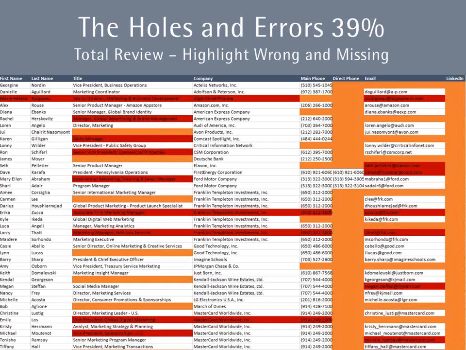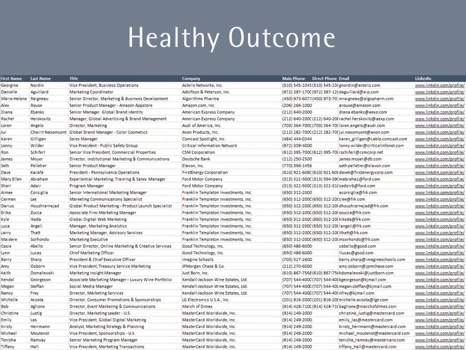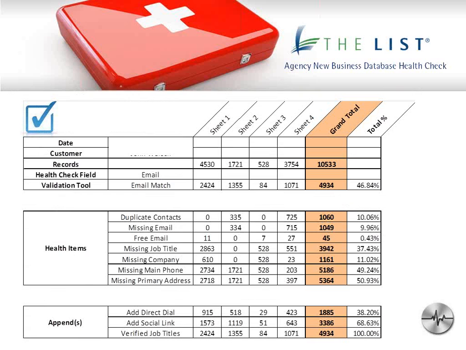So once you understand and you've done this triage of where is the issue, then you can start to look at a healthy outcome and filling in all of those aspects from the missing job titles or changed job titles that needed to change, filling in direct dial phone numbers where they're available, obviously filling in verified email addresses and LinkedIn addresses as well to see your degrees of separation from those individuals.